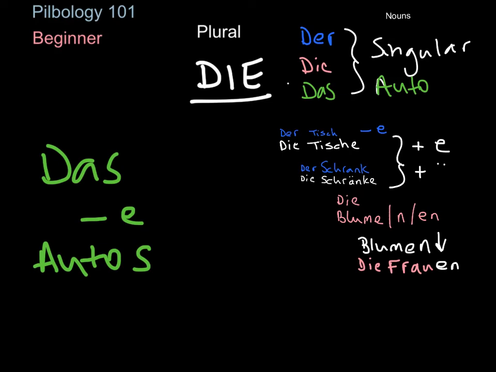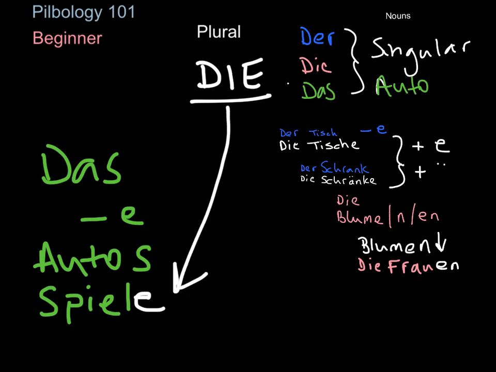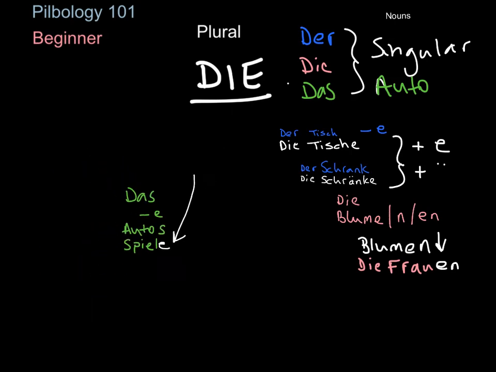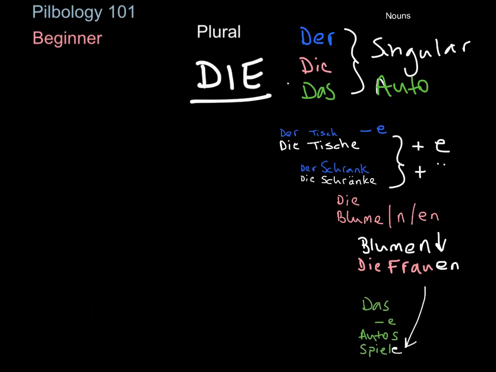But if you were to say use Spiel or game from the verb spielen, to play, you would play a game, ein Spiel spielen. You just simply add the E, and you've got die Spiele. So let's get rid of that and stick that down there.